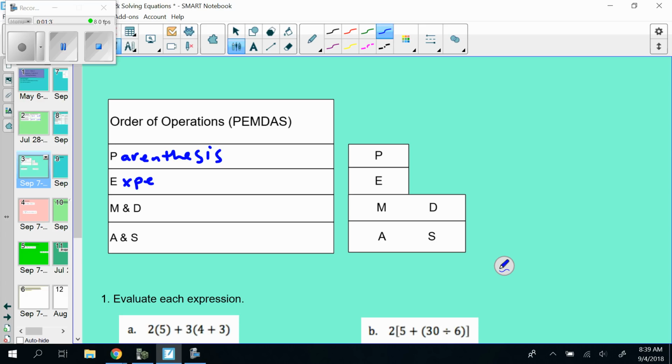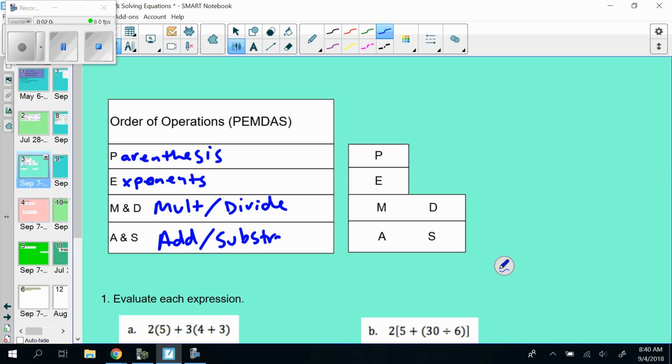We want to do any exponents after evaluating stuff inside the parentheses. Next are the M and D, and those are at the same time because multiplying and division are really doing the same thing. They come next, so multiply and divide. And then finally, adding and subtracting come last.